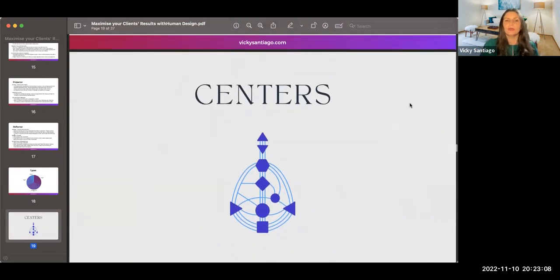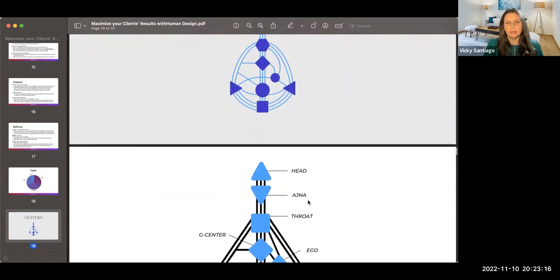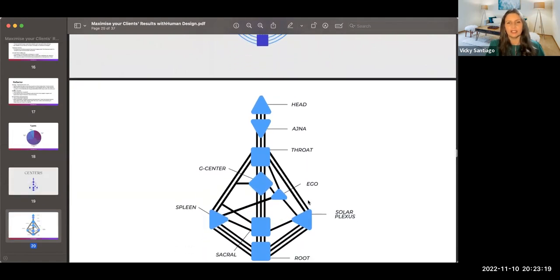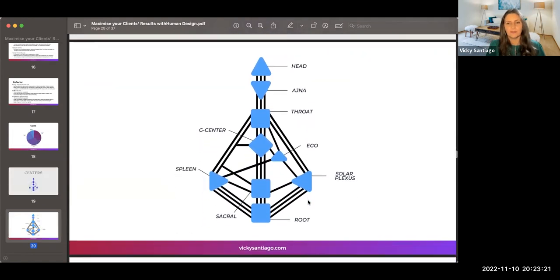Okay, so let's quickly move through the centers now. The centers are all of these lovely shapes that you'll see on the body graph. They are similar to the chakras, but there are just a couple different. So there are 9 centers altogether. There's the head center, the ajna, the throat, the G center, the ego or the heart center, the solar plexus, the sacral, the root, and the spleen.